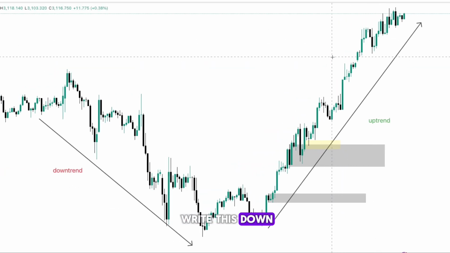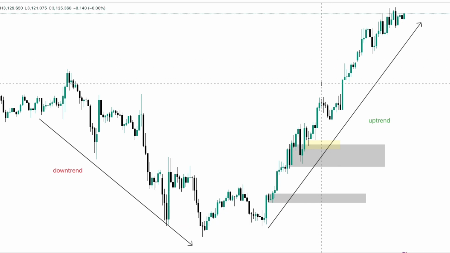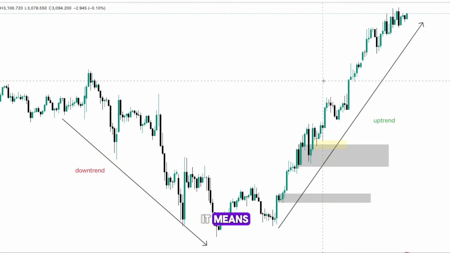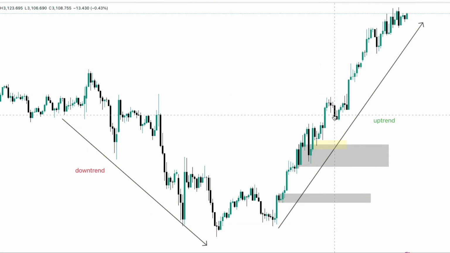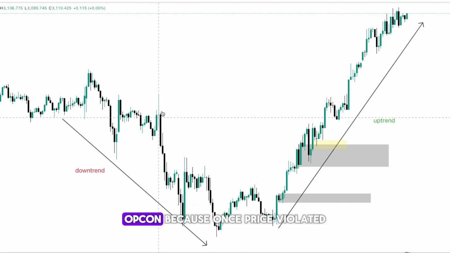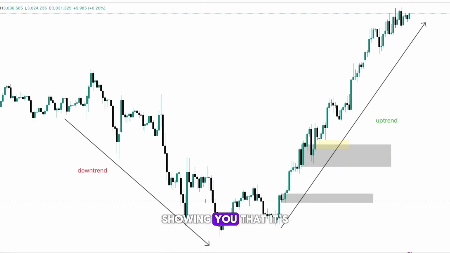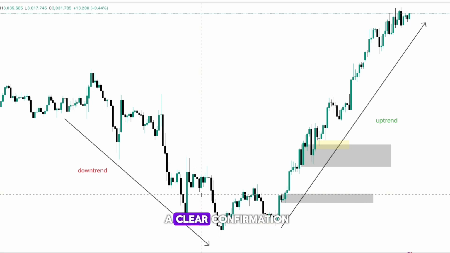I need you to write this down. In an uptrend, price is going to respect the last bearish candle. Price will not violate the last bearish candle, because if price should violate that candle, it means we have a shift in momentum. The same thing goes for the downtrend. If we are down, price should not violate the last up candle, because once price violates it, that means the market is showing you that it's about to reverse, and you should not be taking any trade. You should wait for a clear confirmation of where the market is going before you take a trade.